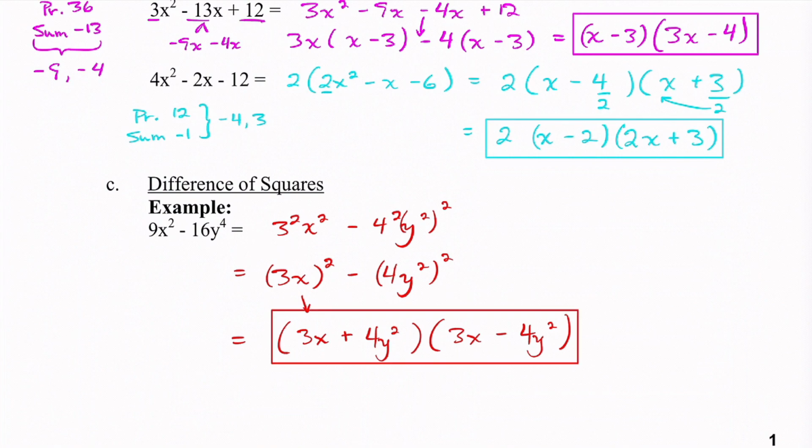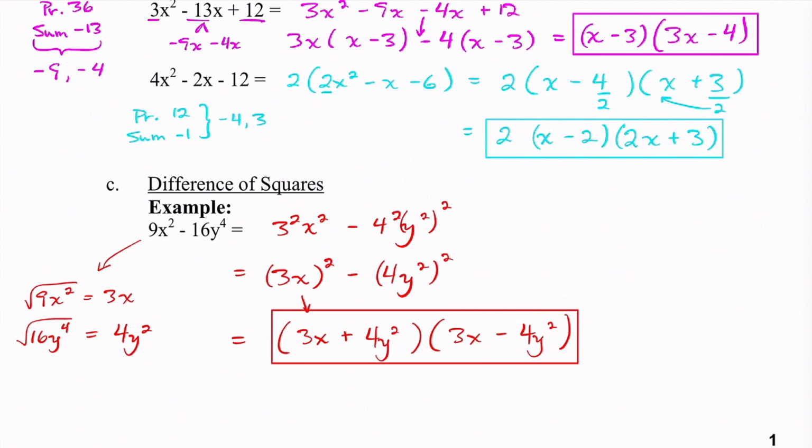So that's our answer. Another way you could do this too is you just take each of the terms, like 9x squared, and take the square root of that. You get 3x. That's going to be the one term in the brackets. And then we would take the other number, 16y to the power of 4, take the square root of that, you'd get 4y squared, and that will be the second term in the bracket. So that's kind of like another way that you can also do it.